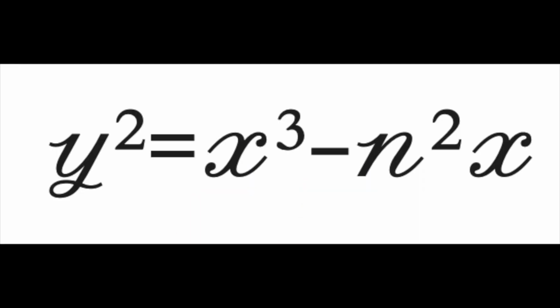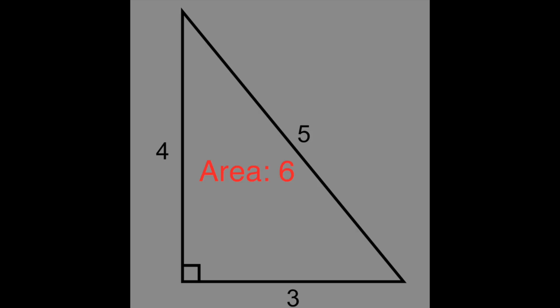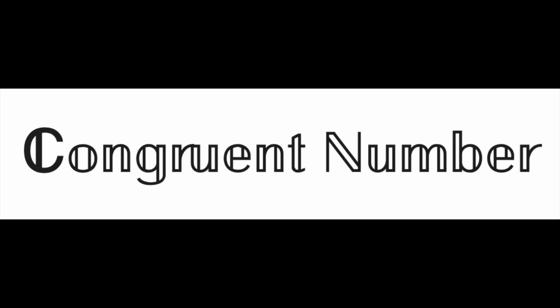Number 5. y squared equals x cubed minus n squared times x, where n is some fixed natural number. Now at first glance this doesn't really look that exciting. However, it turns out that solutions to this elliptic curve correspond with representations of n as the area of a right triangle with rational side lengths. Numbers that have this property are called congruent numbers.